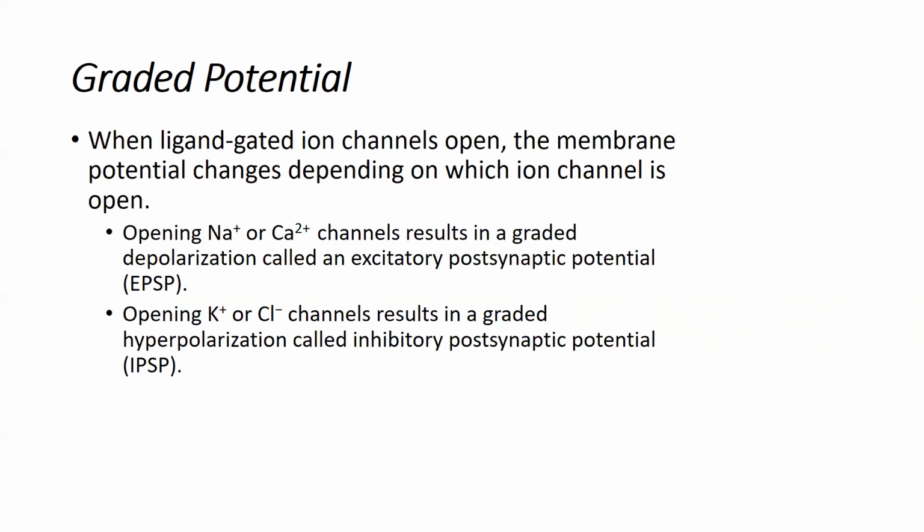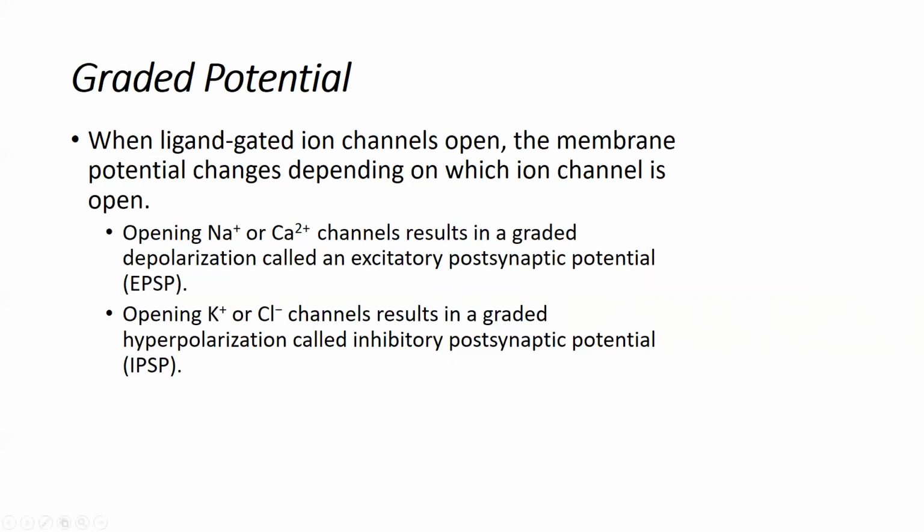You will have more negative charge on the inside of the cell, hence you will hyperpolarize the cell, and these are called inhibitory postsynaptic potentials because these will be decreasing the positive charge or increasing the negative charge in the cell. Okay, any questions on these? So basically the type of channel that we open is going to determine whether we have an excitatory postsynaptic potential or an inhibitory postsynaptic potential.